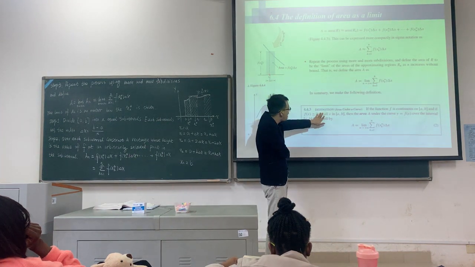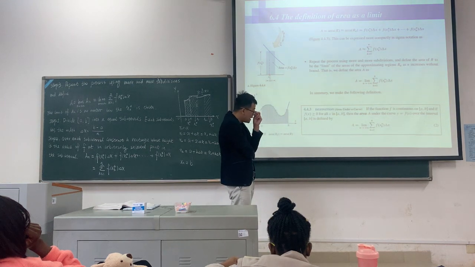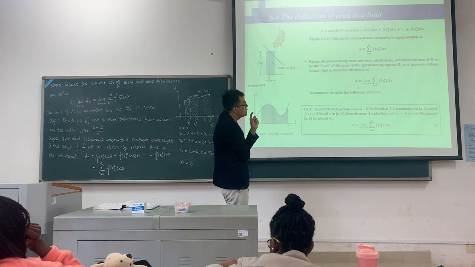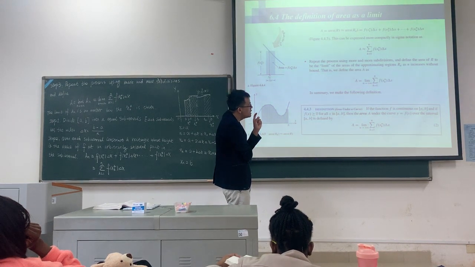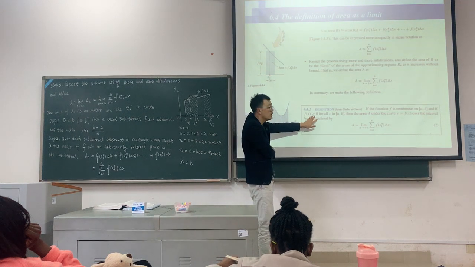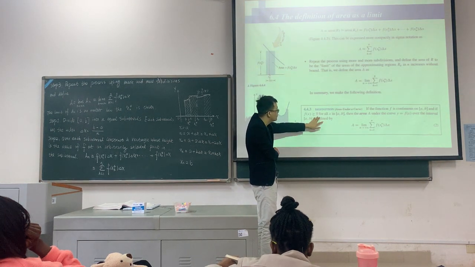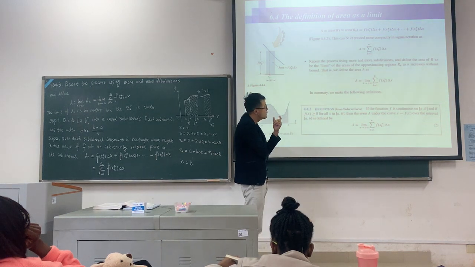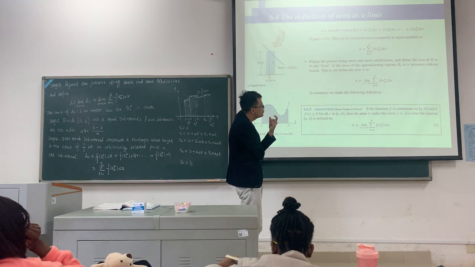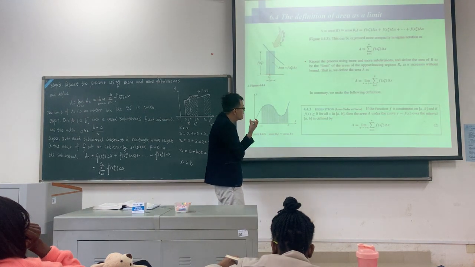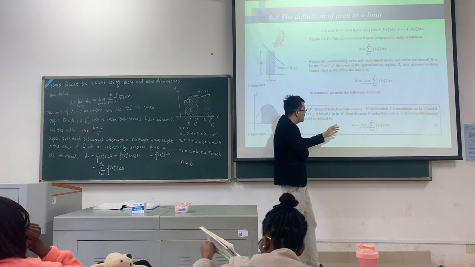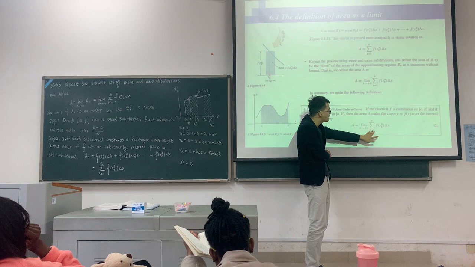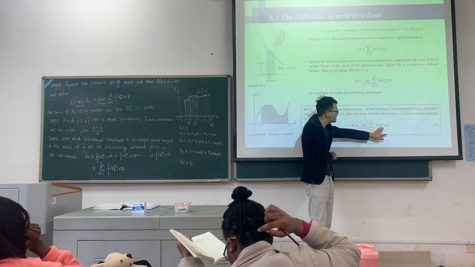The definition of area under a curve: if the function f is continuous on the closed interval AB, and if f(x) is greater than or equal to 0 for all x in AB, then the area A under the curve y equals f(x) over the interval AB is defined by A equals the limit as n approaches plus infinity of the sum from k equals 1 to n of f(xk star) times the length.